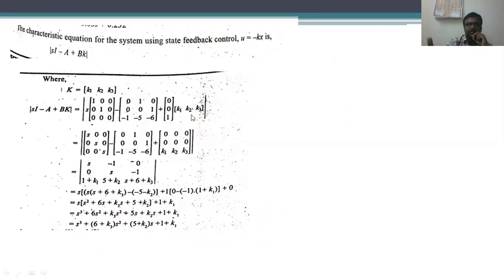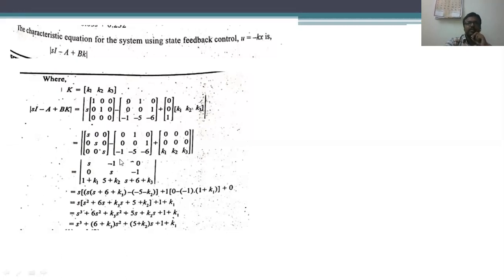the K matrix. Three elements are going to be there in the K matrix. Why? Because the order of the matrix A is 3. Therefore, the three elements in the matrix K are K1, K2 and K3. After certain calculation, we have an expression, that is the matrix S into identity minus A plus B into K.